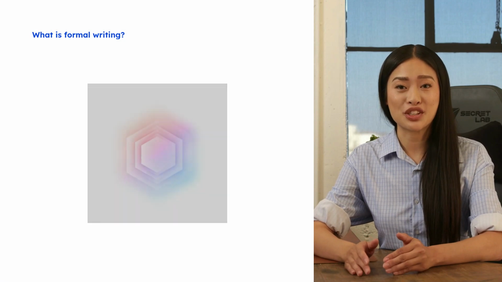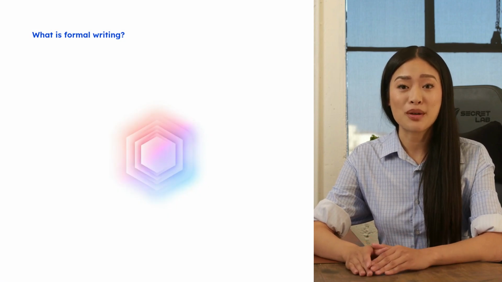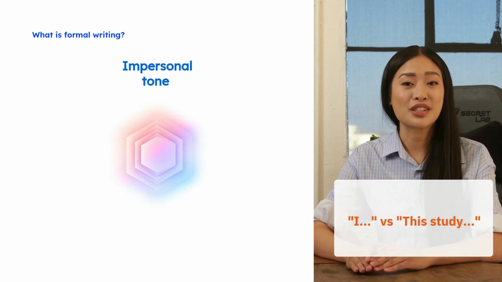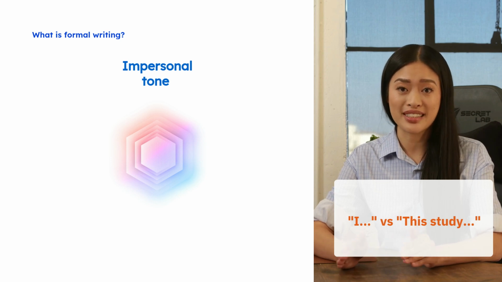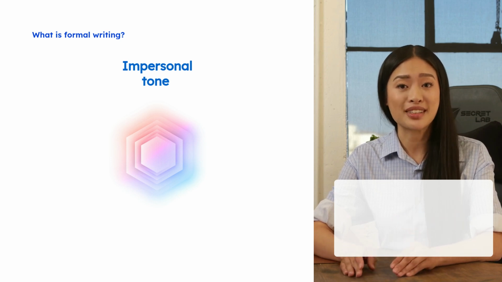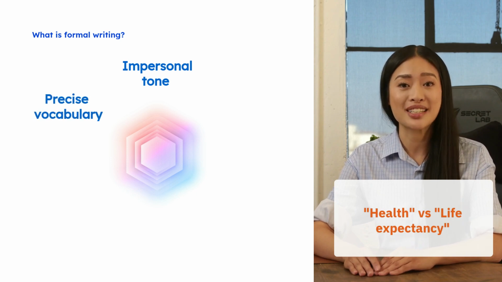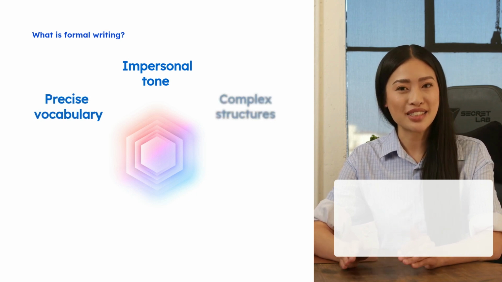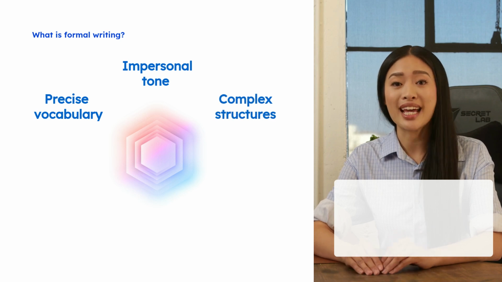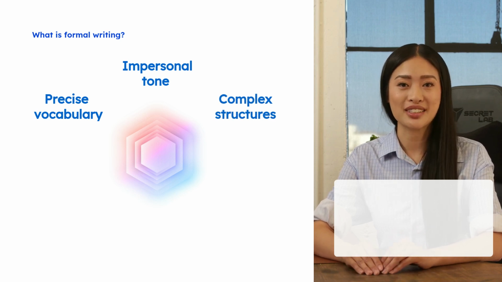Formal academic writing is characterized by several key features. First, it is most common to use the third-person perspective, such as the researchers or this essay, to demonstrate an objective stance. It uses precise and discipline-specific vocabulary to convey ideas with clarity. Complex sentence structures are also preferred as they can add sophistication and nuance to your essays.